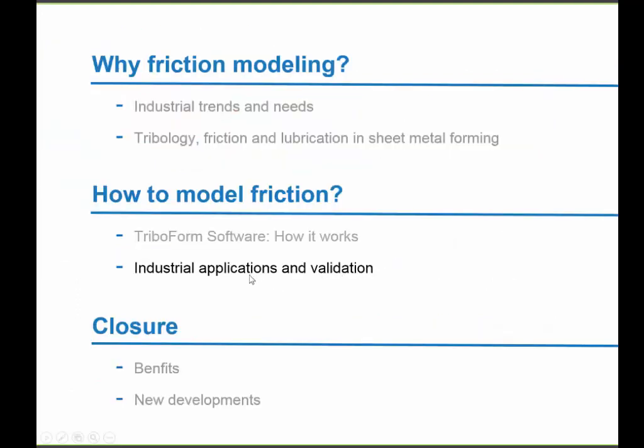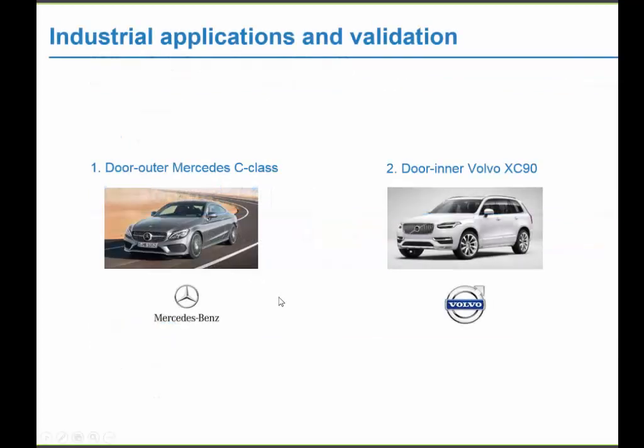So next is to look at some applications and validation cases. For this purpose, I would like to discuss 2 different application cases. One of the door outer Mercedes C-Class and one of the door inner Volvo XC90. So starting with the door outer.